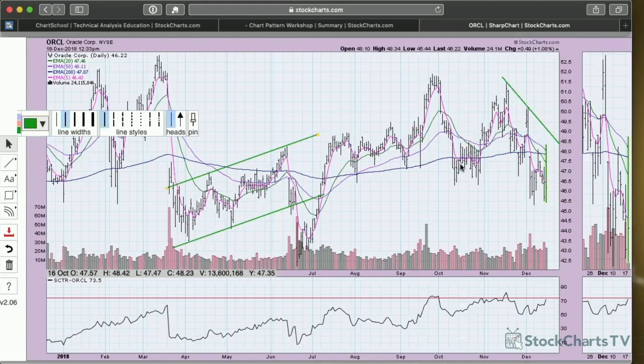So you're going to see a difference in the simple and exponential. For Decision Point, we use exponential moving averages, mainly because we do want to concentrate a little bit more on the recent data, because we use our EMAs for our trend model signals. And that's basically just crossovers of these moving averages.